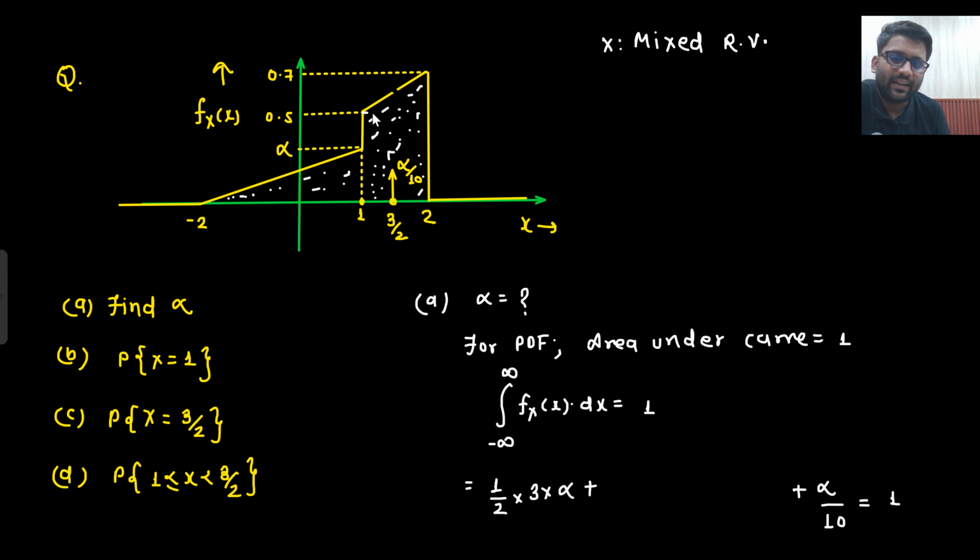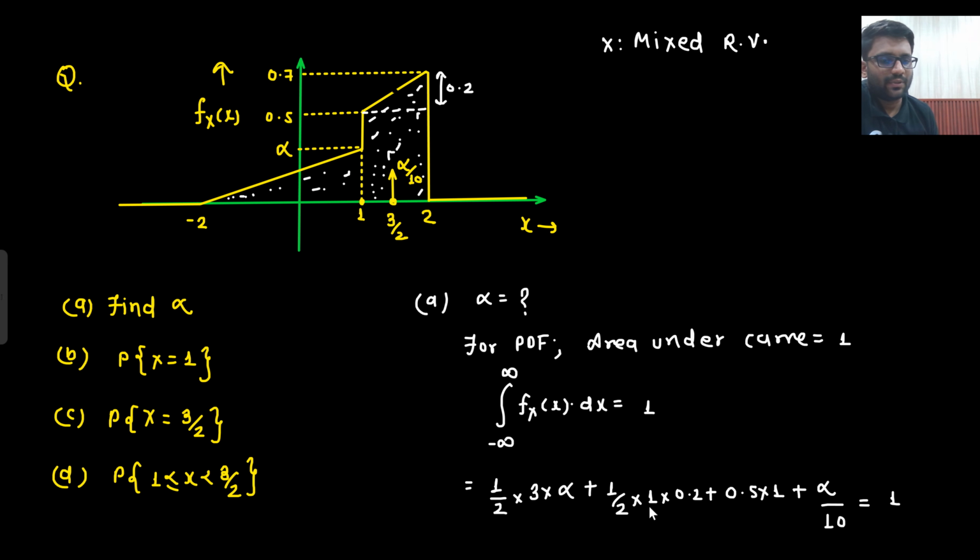Basically, find the area like this: there is a triangle and then there is a rectangle. So what will be the area of the triangle? Half into base. What is the base? Sorry, base is 1. And what is the height? This height is 0.2, right? Plus, what about this rectangle? Will you take alpha or 0.5? Basically this is the rectangle, so I need to take 0.5. I took alpha previously. So 0.5 into 1, that will be the area of the rectangle, right?